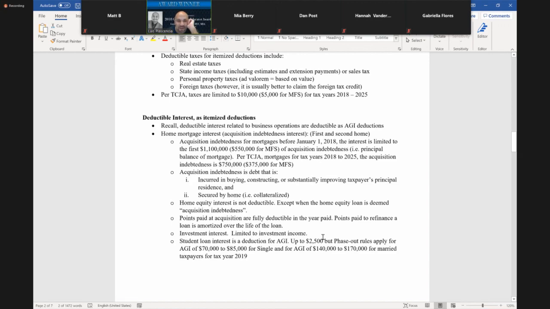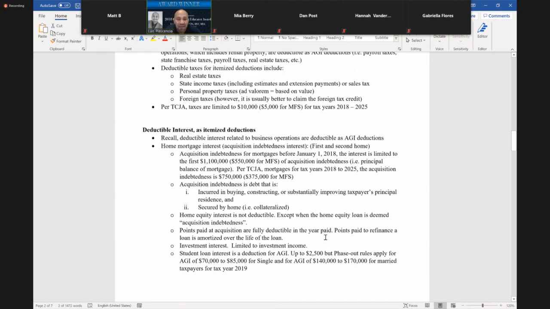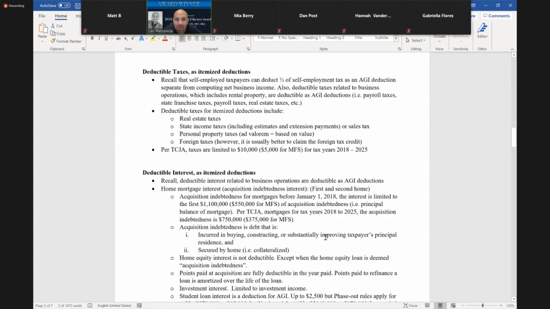All right, let's go back to next section. Taxes. What taxes are deductible? Well, the self-employment taxes can be deducted as an AGI deduction, not an itemized deduction. So that's a deduction for AGI. Any other taxes related to business are deductions as part of Schedule C deductions for AGI. So that includes payroll taxes. If you have employees, any payroll taxes that you pay are deductible.